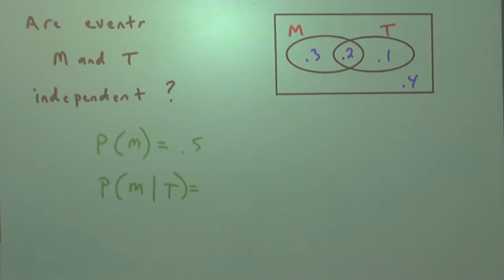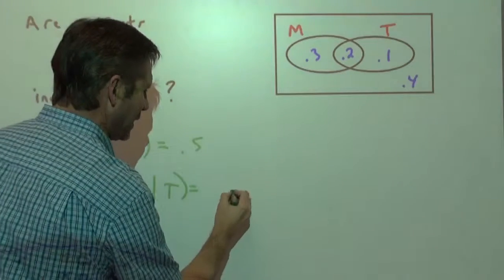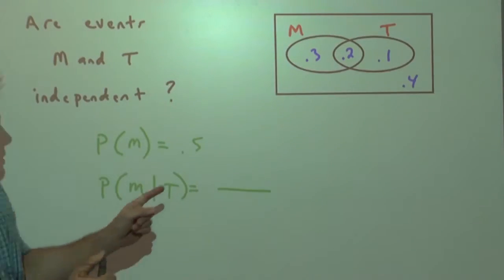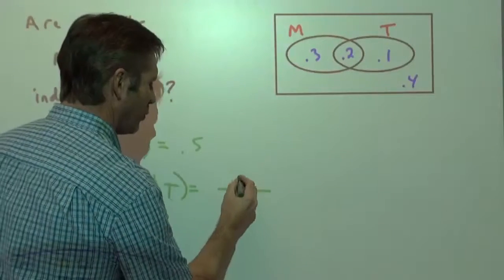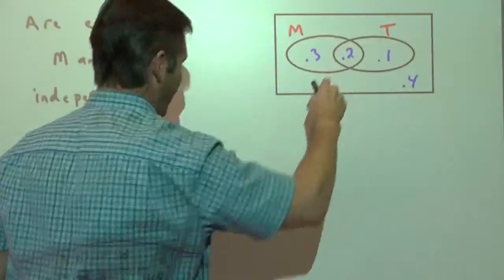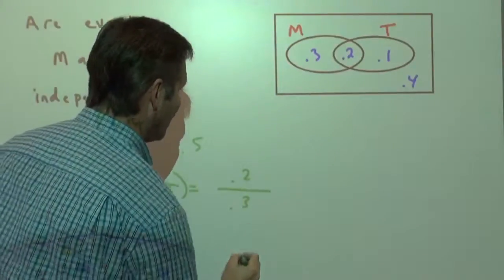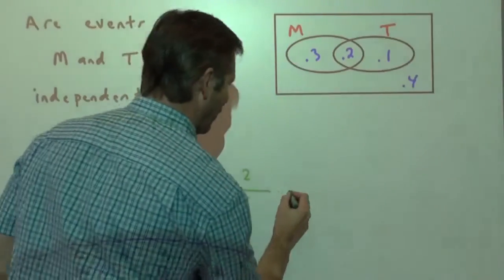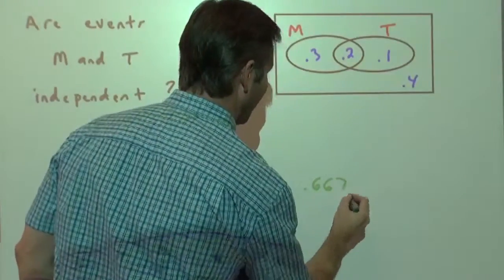Well, let's shrink the sample space down, or let's use our formula. Let's use our formula where we find the intersection of the two events, and that would be the 0.2. So put the 0.2 there, and then divide it by the probability of what's given, which is T, and that would be altogether 0.3. So we see that the probability of M occurring, given that T has occurred, is 2/3, and that's 0.667 or whatever.